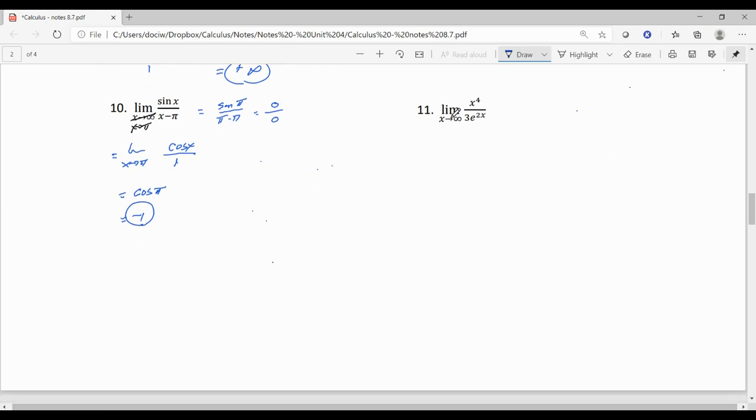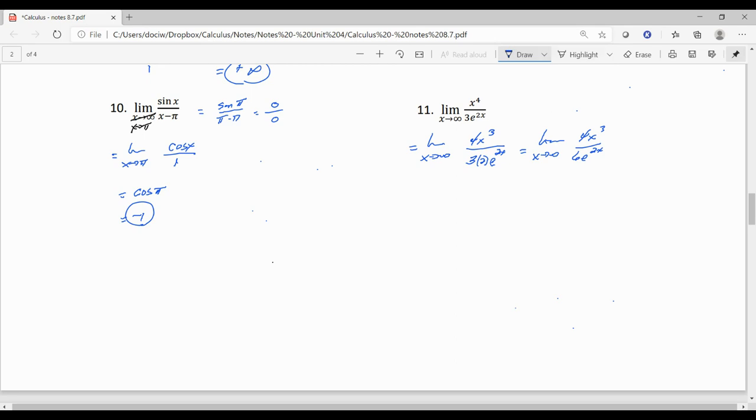Number 11, again, notice as x approaches infinity, my numerator is getting infinitely larger, and so is my denominator. So I can use L'Hopital's rule. So I have the limit as x approaches infinity of 4x to the third divided by 3 times the derivative of e to the 2x. The derivative of e to the u is e to the u du. So I have the limit as x approaches infinity of 4x cubed divided by 6 e to the 2x. Now I suppose I could reduce the 4 and the 6. I'm not going to bother at this point.